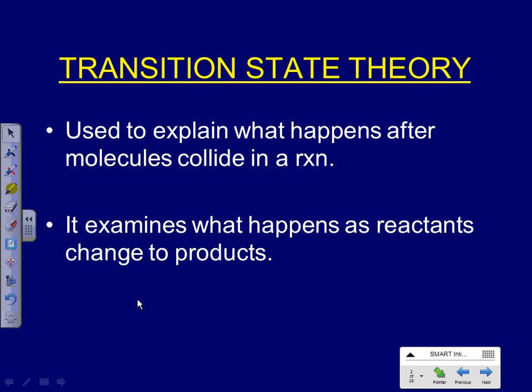This is good. It's what it does. These are 2 bullets that maybe could have been removed, used to explain what happens after they collide, and examines what happens as they change to the products. That's what transition state theory does.